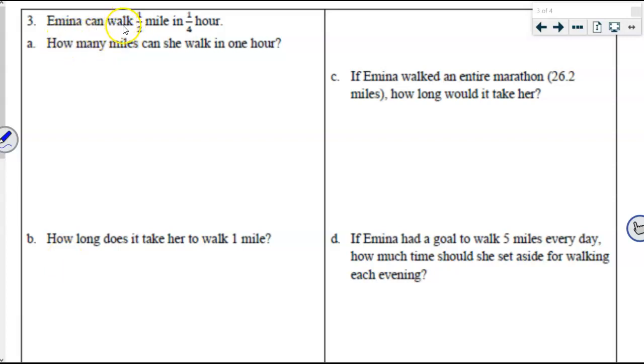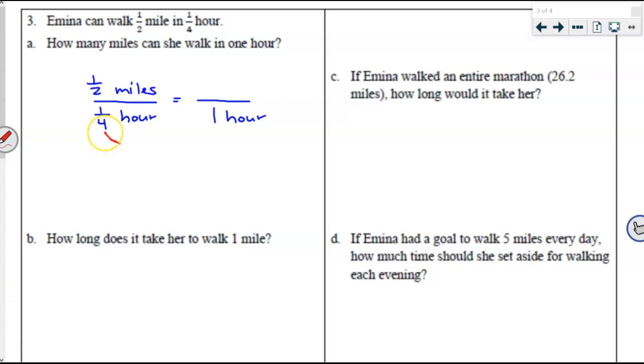Emina can walk 1/2 of a mile in 1/4 of an hour. How many miles can she walk in 1 hour? So again, starting at the end, knowing at the end of the problem, I want it to be 1 hour on the bottom, because that's how a unit rate works. I'm going to rewrite this problem with the given information, knowing that the hours are going to be on the bottom and the miles on the top. The original information was it's 1/2 of a mile in 1/4 of an hour.